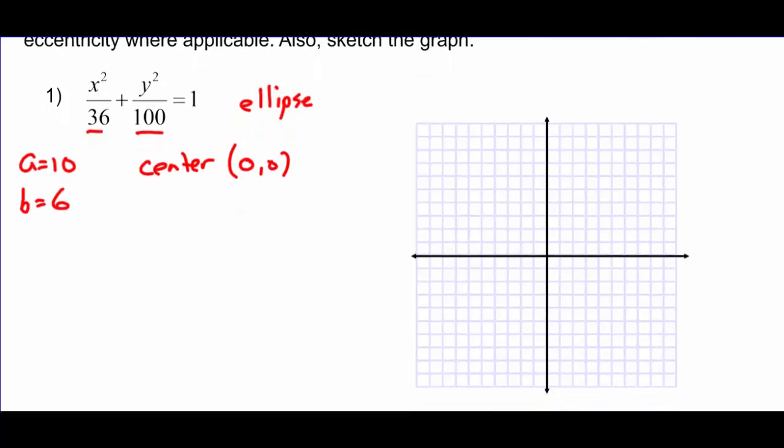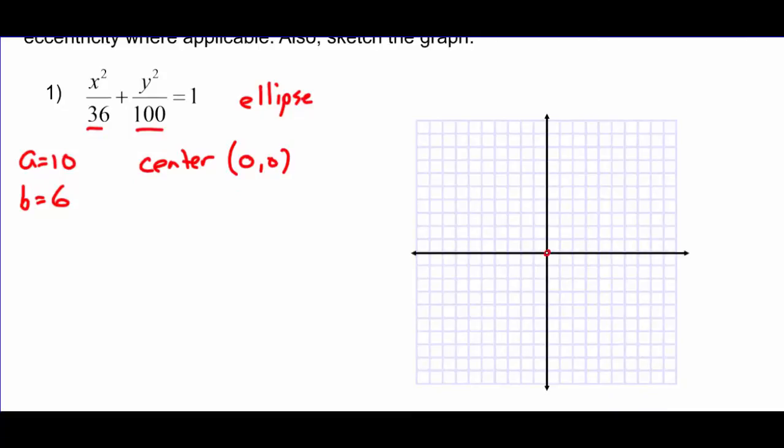All right, so let's go ahead and sketch this thing. I know the center is at the origin. And when I see this, I remember the b value of 6 is horizontal, so I need to move 6 spaces right and 6 spaces left. The a value of 10 is a vertical change, so we're going to move up 10 and down 10, and in both cases, those are from the center of the shape. And then we're going to go ahead and sketch it.